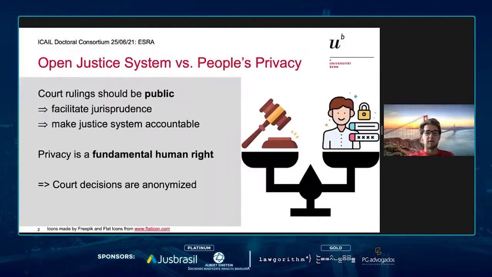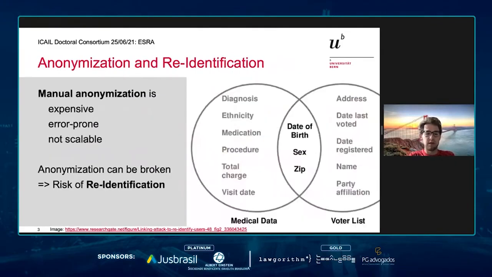So what is it about? We are in the balance between an open justice system and the people's privacy. Court rulings should be public to facilitate jurisprudence and make the justice system accountable. But on the other hand, privacy is a fundamental human right. Because of this, court decisions in Switzerland are anonymized right now. But this happens mostly manually, which is expensive, error-prone, and not scalable.